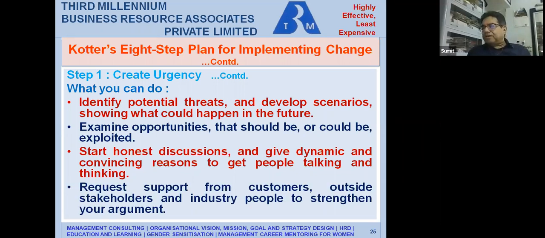Request support from customers, outside stakeholders, and industry people to strengthen your argument. Customers, you obviously understand. Customers would include internal as well as external customers. Outside stakeholders. If people in society who have nothing to do with your company are talking well of you, that carries much more weight. So try to keep them also well informed and happy. And the last part, the industry people. What is this industry people?